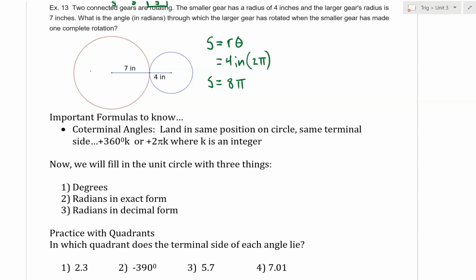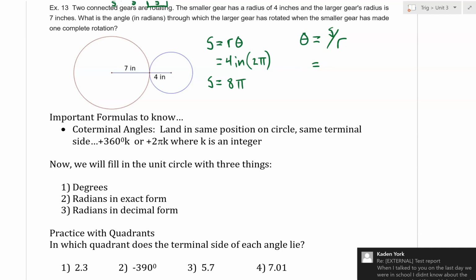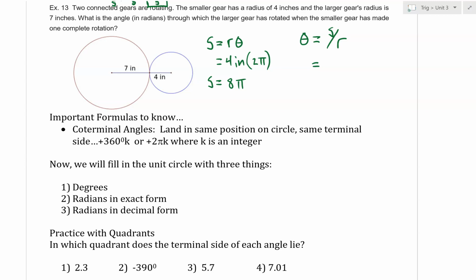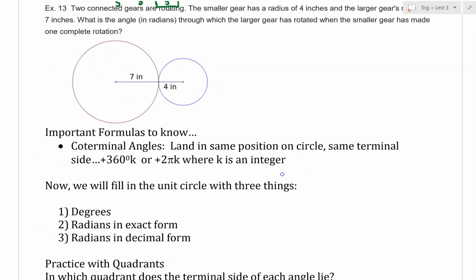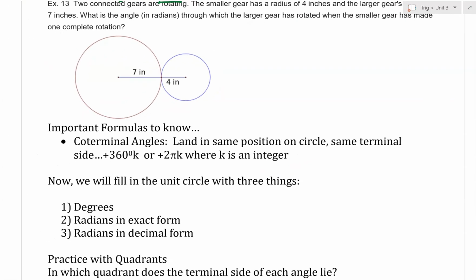Basically it's saying that we're going to be looking at the arc length, same formula here, but now they're saying what's the angle rotation? Well, then theta would equal S divided by R. So that's going to equal the S part of this, which is, oh, I shouldn't have done that. Okay, I noticed that my notes were a little bit different than yours, but this is the continuation of this particular piece. We're going to just follow through here. 2 connected gears are rotating. The smaller gear has a radius of 4 inches, and the larger gear's radius is 7 inches.